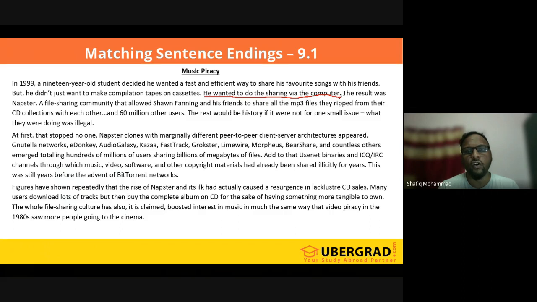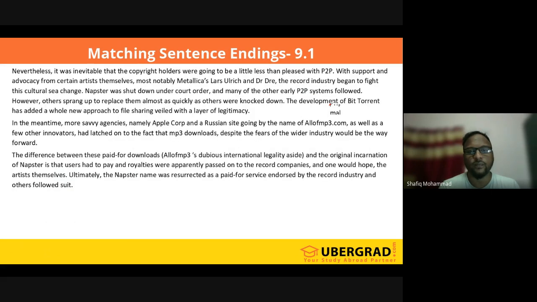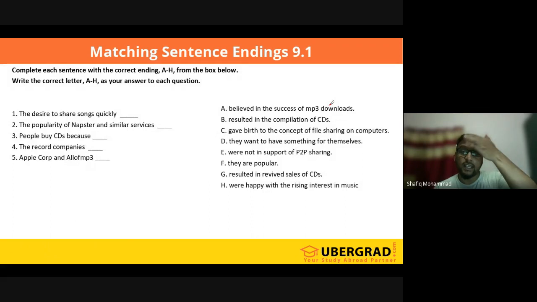So from the songs, from favorite songs, so favorite songs can be our keywords, and to the computer. So it is actually C. The desire to share songs quickly gave birth to the concept of file sharing on computers. So we got file sharing also in the passage. Now, so many people have given A. I don't know why.